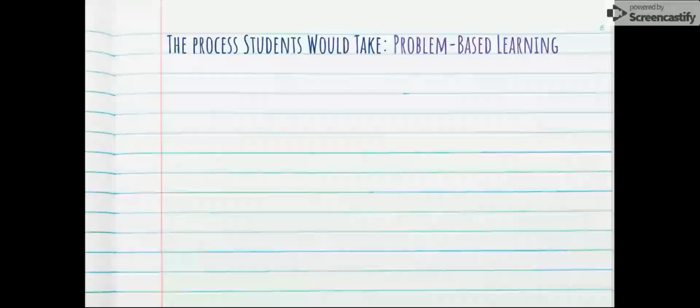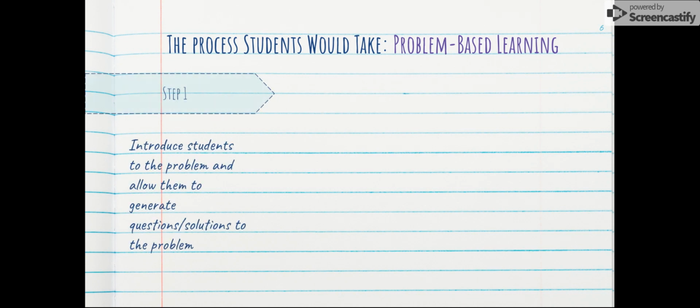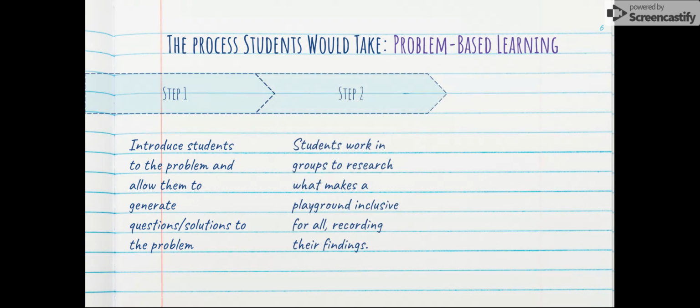What this might look like with a playground PBL would be through a series of steps students would take as a teacher is facilitating the process. So step one would be that the teacher introduces the problem to the students and allows them to generate questions, solutions, ideas about the problem, and giving students the opportunity to formulate that problem on their own. Then once they have that problem, they move on to step two, which is allowing students to work in groups to research what makes a playground inclusive for all. And then they would record their findings throughout and compile a list of what they find throughout the inquiry process.